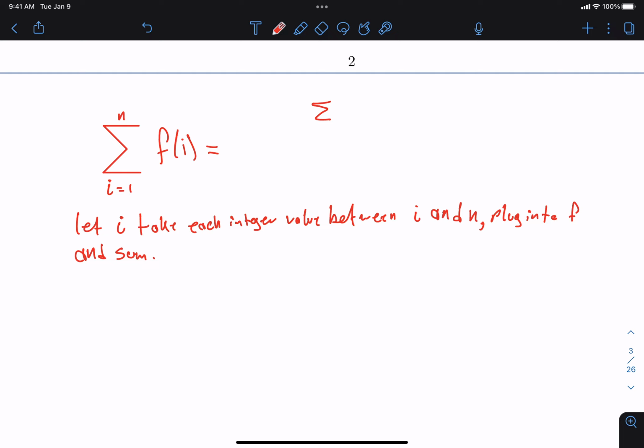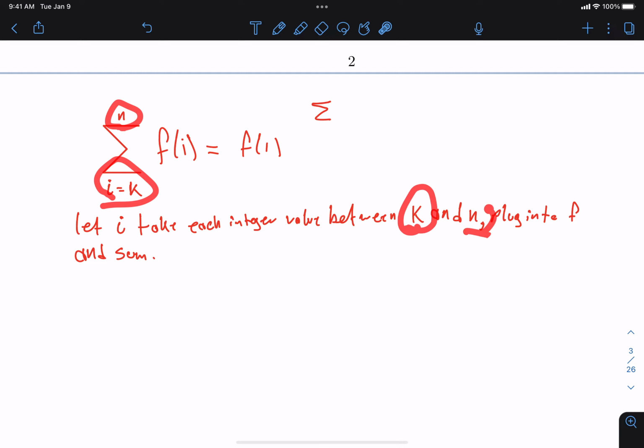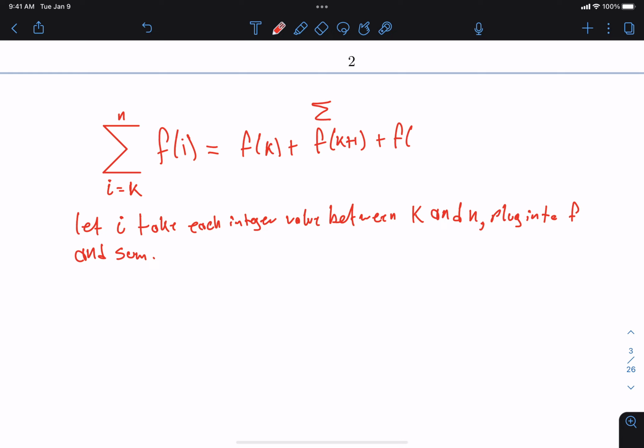Okay, so what would we get if we did the sum from i equals 1 to n of f of i? We're going to get f of 1. Sorry, not i and n, but 1 and n. Why don't I make it k and n? Okay, so I changed this. We're going i equals k to n, and we're going to do each integer between k and n. So we're going to get f of k plus f of k plus 1, plus f of k plus 2, plus dot dot dot, f of n minus 1, plus f of n is the last one we'll do.